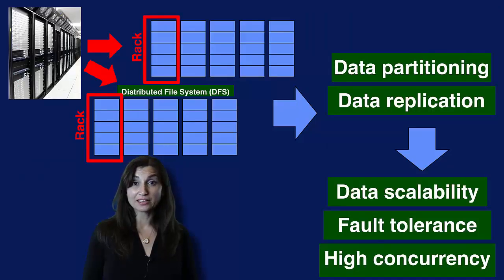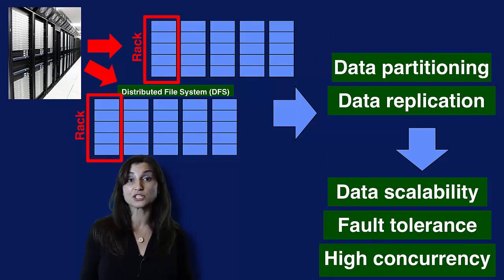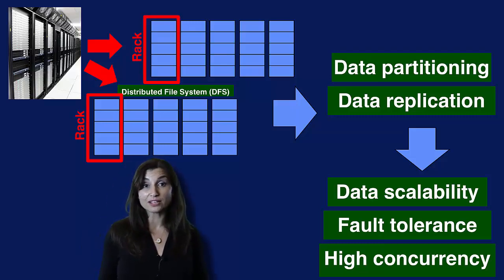As a summary, a file system is responsible for the organization of the long-term information storage in a computer. When many storage computers are connected through the network, we call it a distributed file system. Distributed file systems provide data scalability, fault tolerance, and high concurrency through partitioning and replication of data on many nodes.